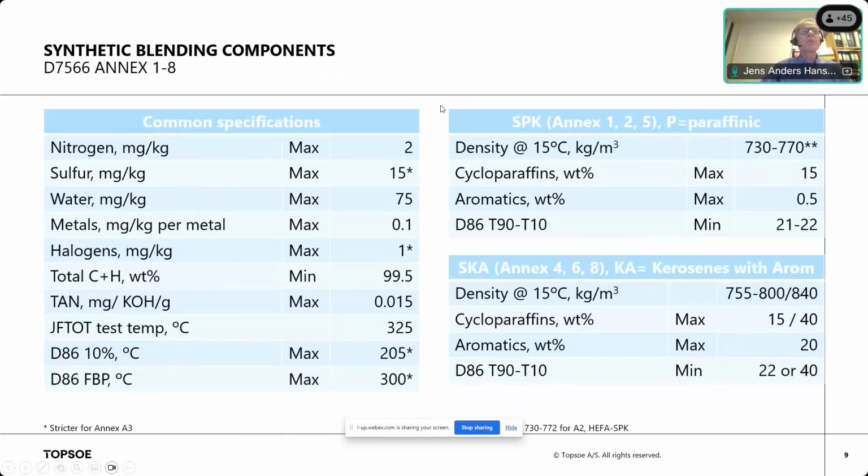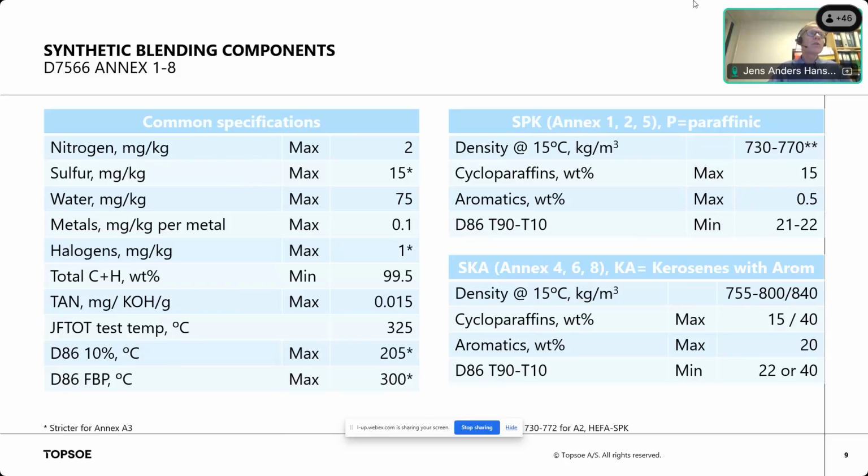Then a few words about synthetic blending components. There are various processes where you can produce these blending components, and you can also find specifications for those, and you can see that the nitrogen content has to be max 2 weight ppm. You can see sulfur also is very low compared to what you see if it's fossil-based jet boiling components. You have halogens maximum 1 milligram per kilo. So you have very stringent properties here you have to meet, and I think coming from a fossil world, these are very low values.